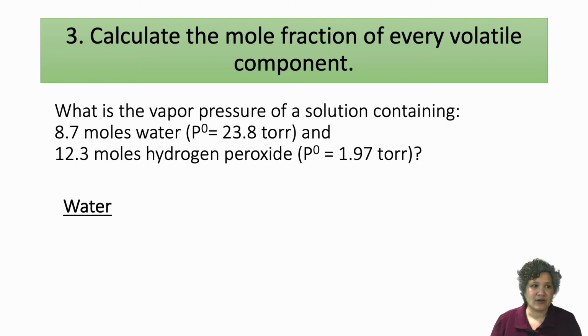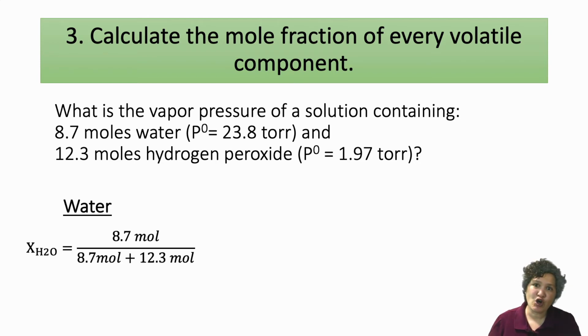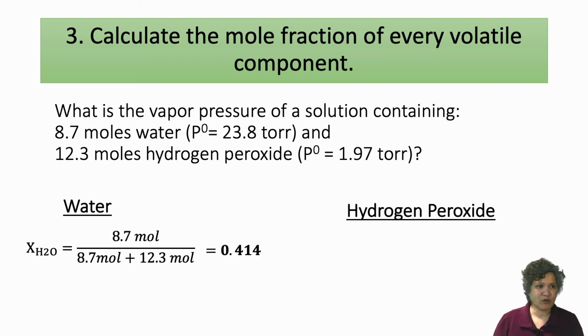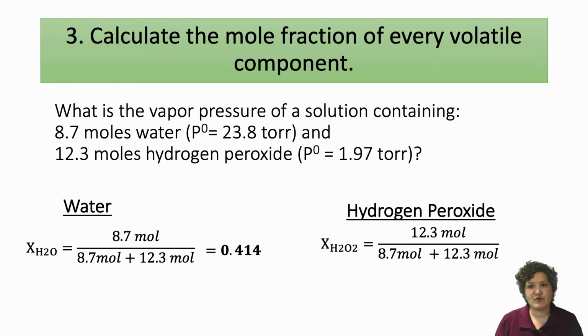So for water, we have 8.7 moles, and the total number of moles in the solution is 8.7 moles of water plus 12.3 moles of hydrogen peroxide. So let's run the math. We get 0.414 for our mole fraction. For hydrogen peroxide, same sort of calculation, except now we have 12.3 moles of hydrogen peroxide divided by the same number of total moles, and that gives us 0.586 for our mole fraction.